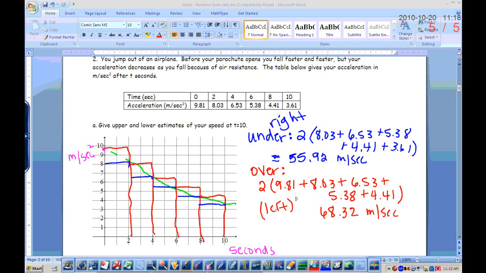All right, part B is to give a new estimate by taking the average of your upper and your lower estimates. And that turns out to be 62.12.